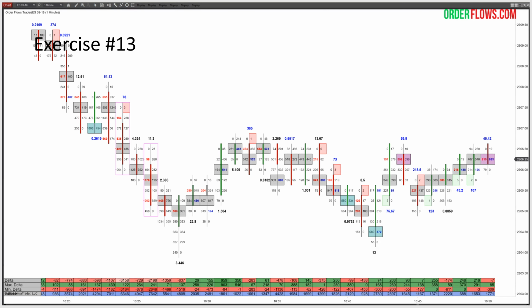All right, so exercise number 13. Take a moment to see what you're seeing, and then I'll talk about it. All right, so what do you got? You got the market selling off. Delta is getting weaker, minus 2198, minus 1359, minus 637 on the low, then plus 29, plus 155, plus 959.